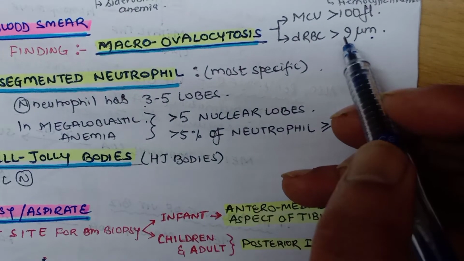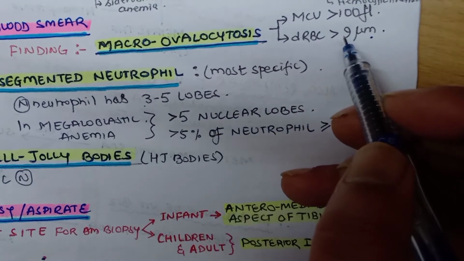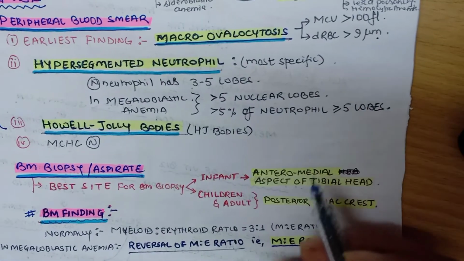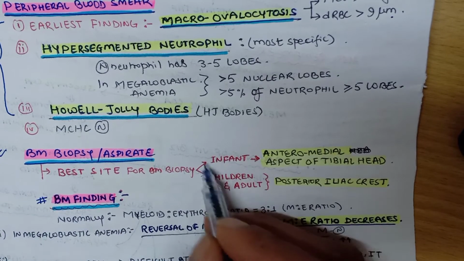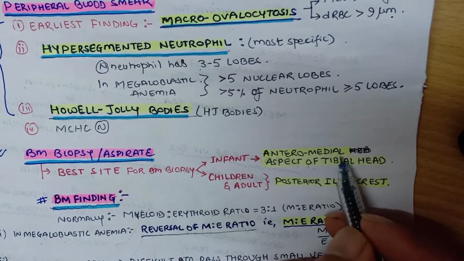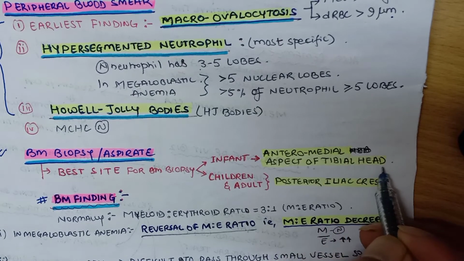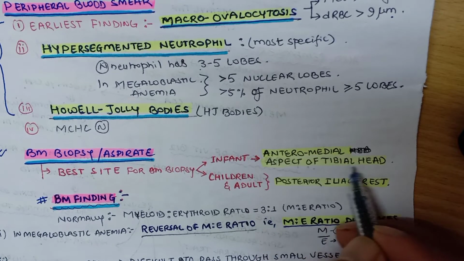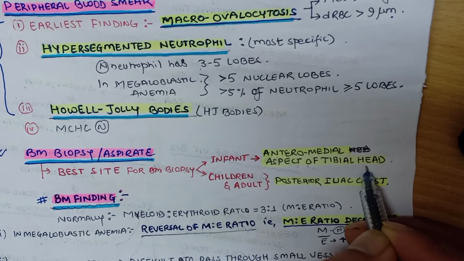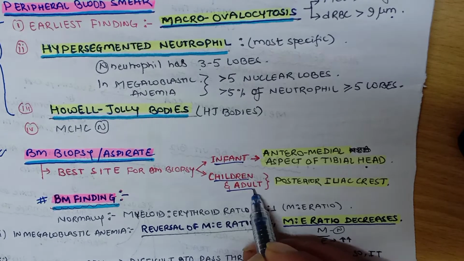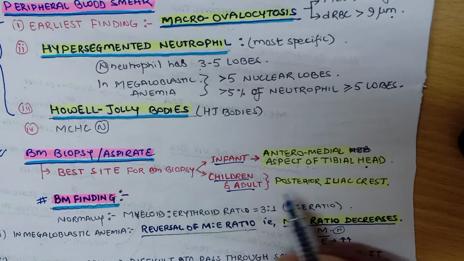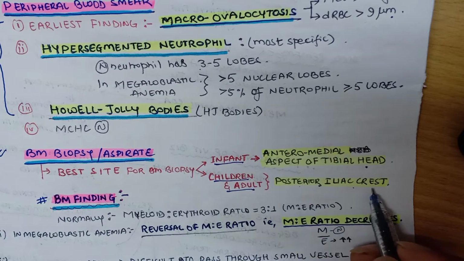Now coming to bone marrow biopsy or bone marrow aspirate, the best site for bone marrow biopsy in infant is the anteromedial aspect of tibial head. This is the most common site of bone marrow biopsy in infant. In children and adult, the best site for bone marrow biopsy is posterior iliac crest.